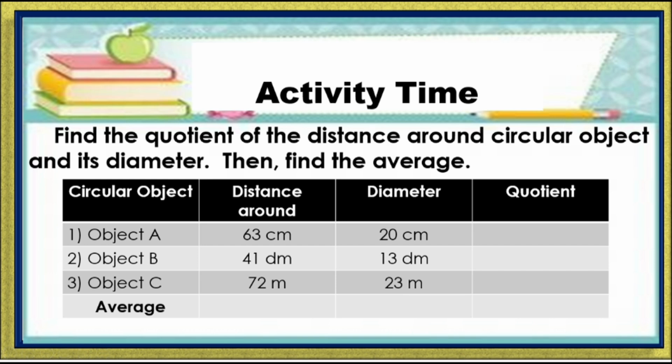Okay, so let's reveal the answer. For number 1, the answer is 3 and 15 hundredths. For number 2, we have 3 and 153 thousandths. For number 3, object C is 3 and 13 hundredths. As you can see, the average is 3 and 14 hundredths, or 3.14.